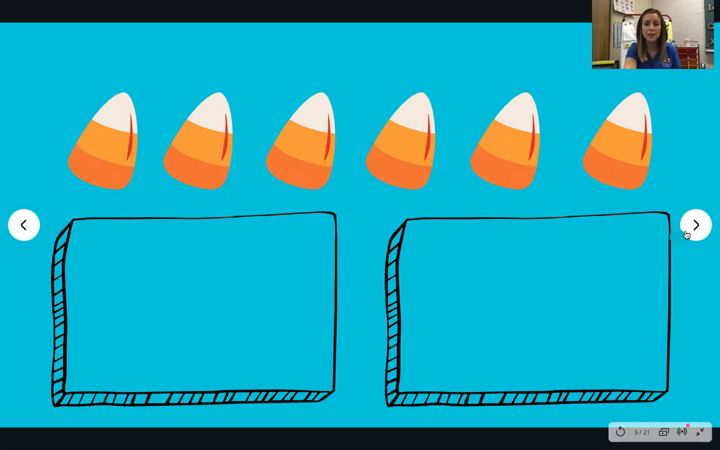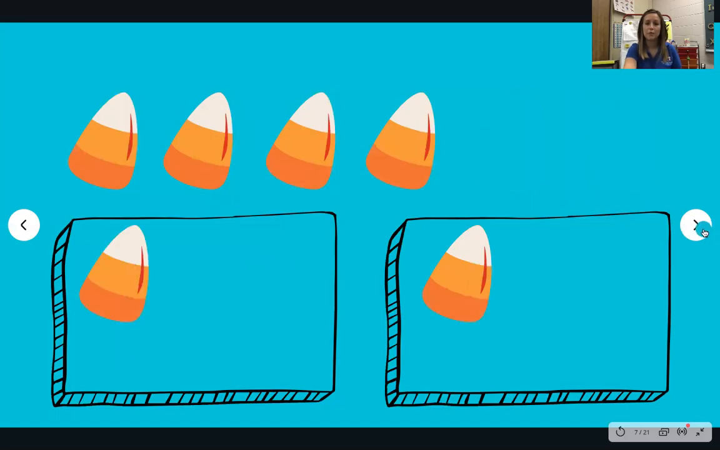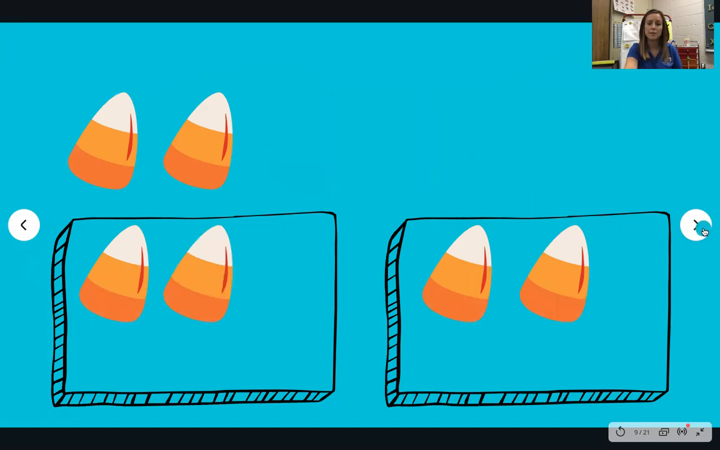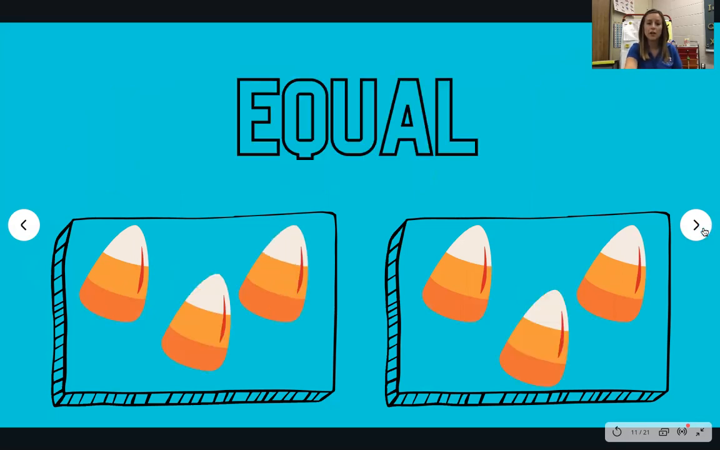If I want to share equally, I need to take turns putting 1 piece of candy in my box, 1 piece of candy in the other box, like this. I would move 1 candy at a time until all of the candies are moved. Once all of the candies are moved, I would have equal groups. I can check that they're equal by counting.